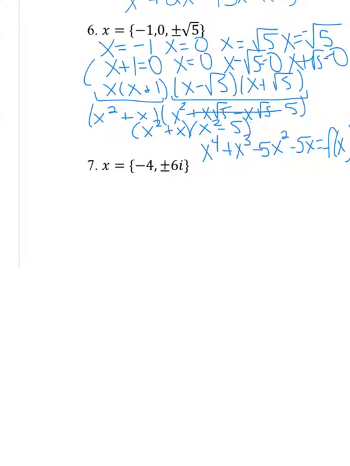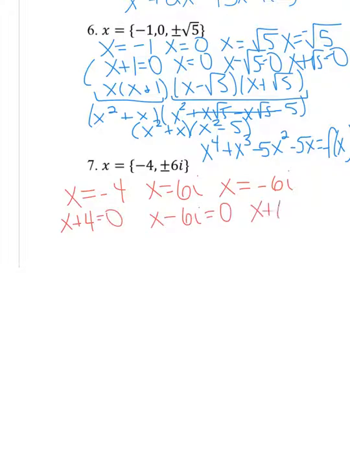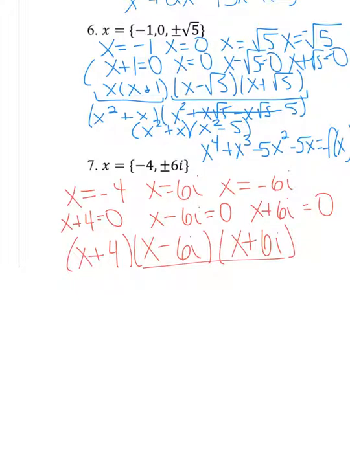And then the last one down here. So I have 3 roots, so I'm going to end up with an x to the 3rd. So x equals negative 4, x equals 6i, and x equals negative 6i. So here, x plus 4 equals 0, x minus 6i equals 0, and x plus 6i equals 0. So I'm going to multiply x plus 4 times x minus 6i times x plus 6i. I'm going to choose to do these two, that way the i's cancel out. So this is x plus 4 times x squared plus 6ix minus 6ix minus 36i squared.